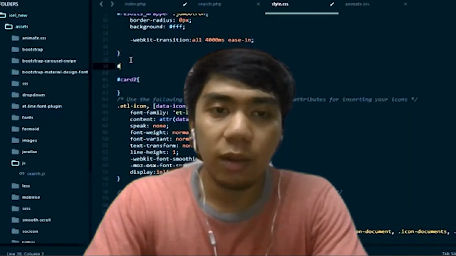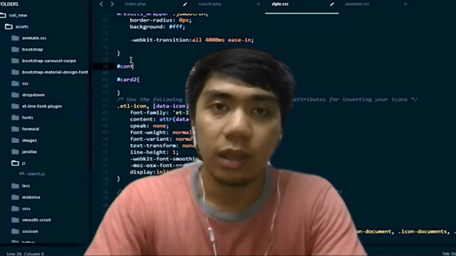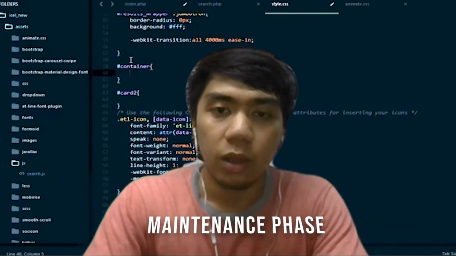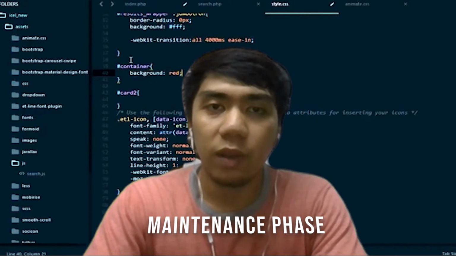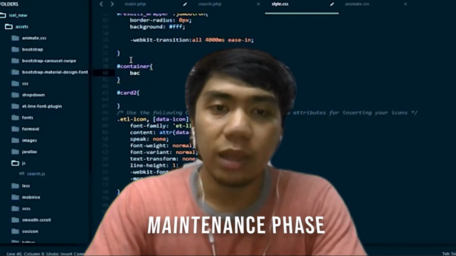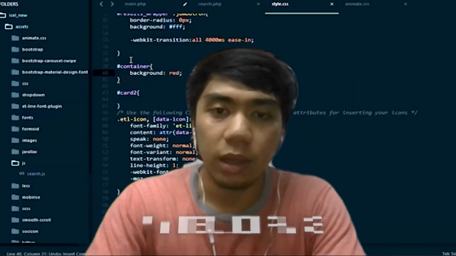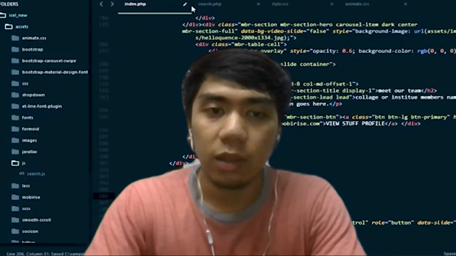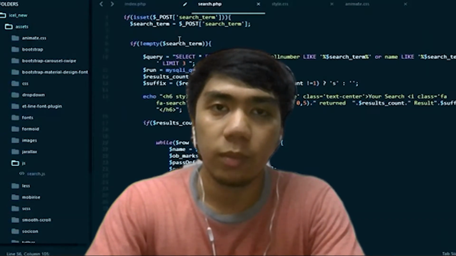Yung sixth and final phase ng SDLC is the maintenance phase. When the customers start using the developed system, makikita na natin yung actual problems ng product, which is kailangan i-solve ng development team from time to time.